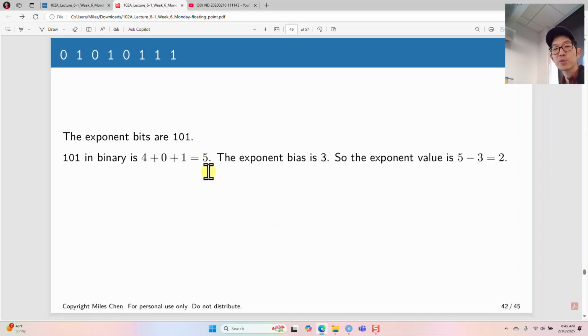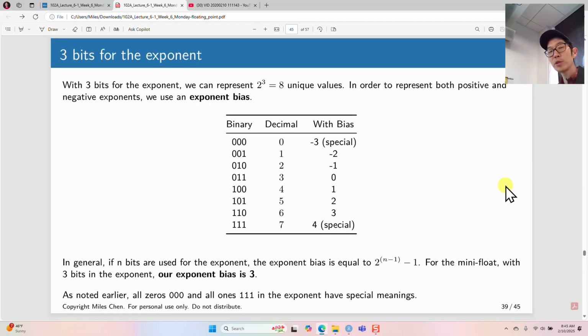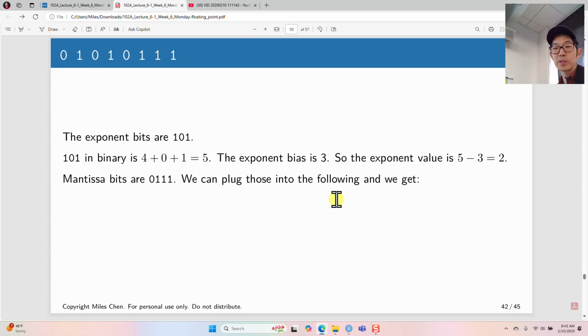So our exponent value, so 1, 0, 1 in binary is 5, the exponent bias is 3, the exponent value is then going to be 2. So if I go back a few slides to this table, again, our binary bits, these are all of the different representations we have. So 1, 0, 1 becomes 5, but then again, we shift everything down 3 so that basically half our values are positive, 1 is a 0, and then the rest are negative, and so the 5 gets shifted down to a 2.